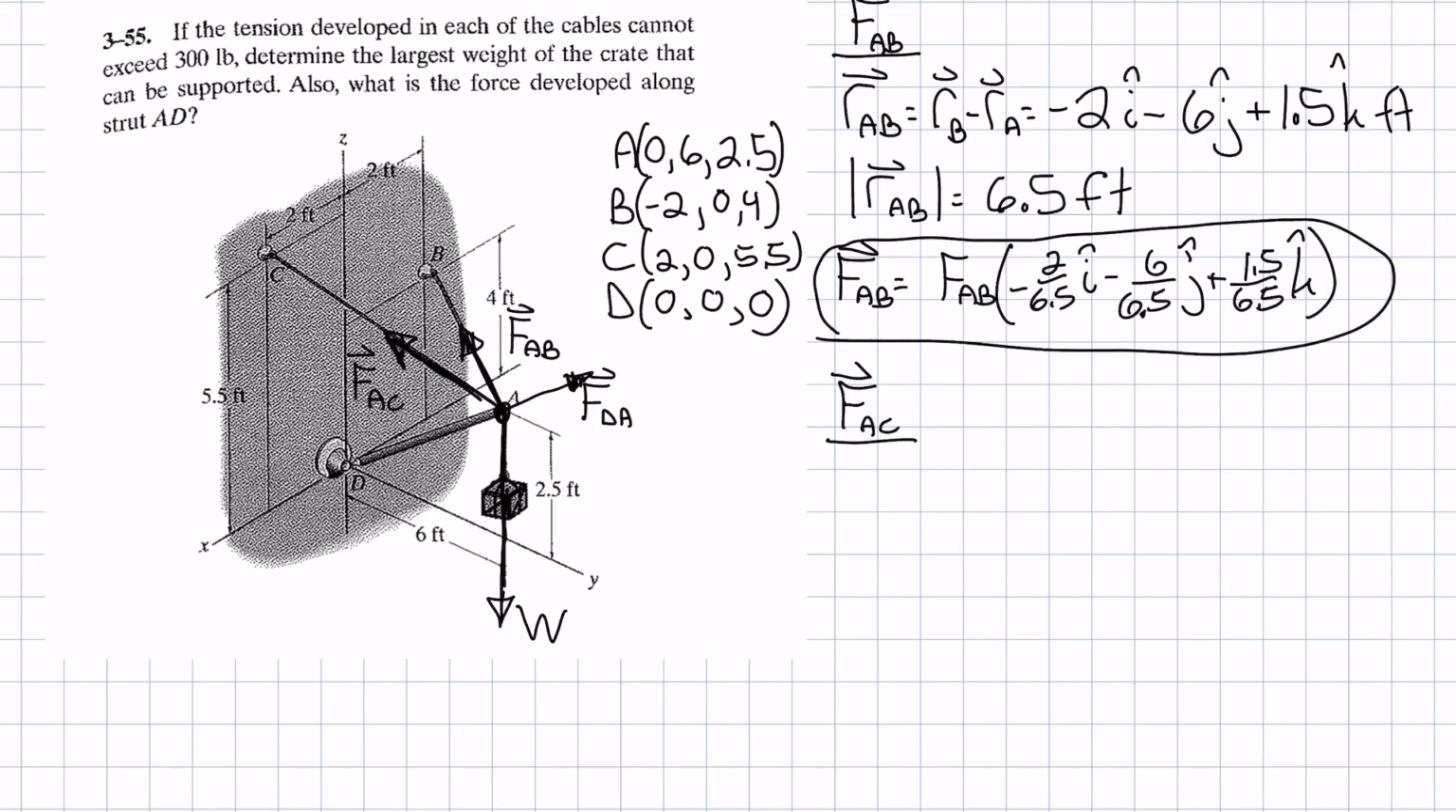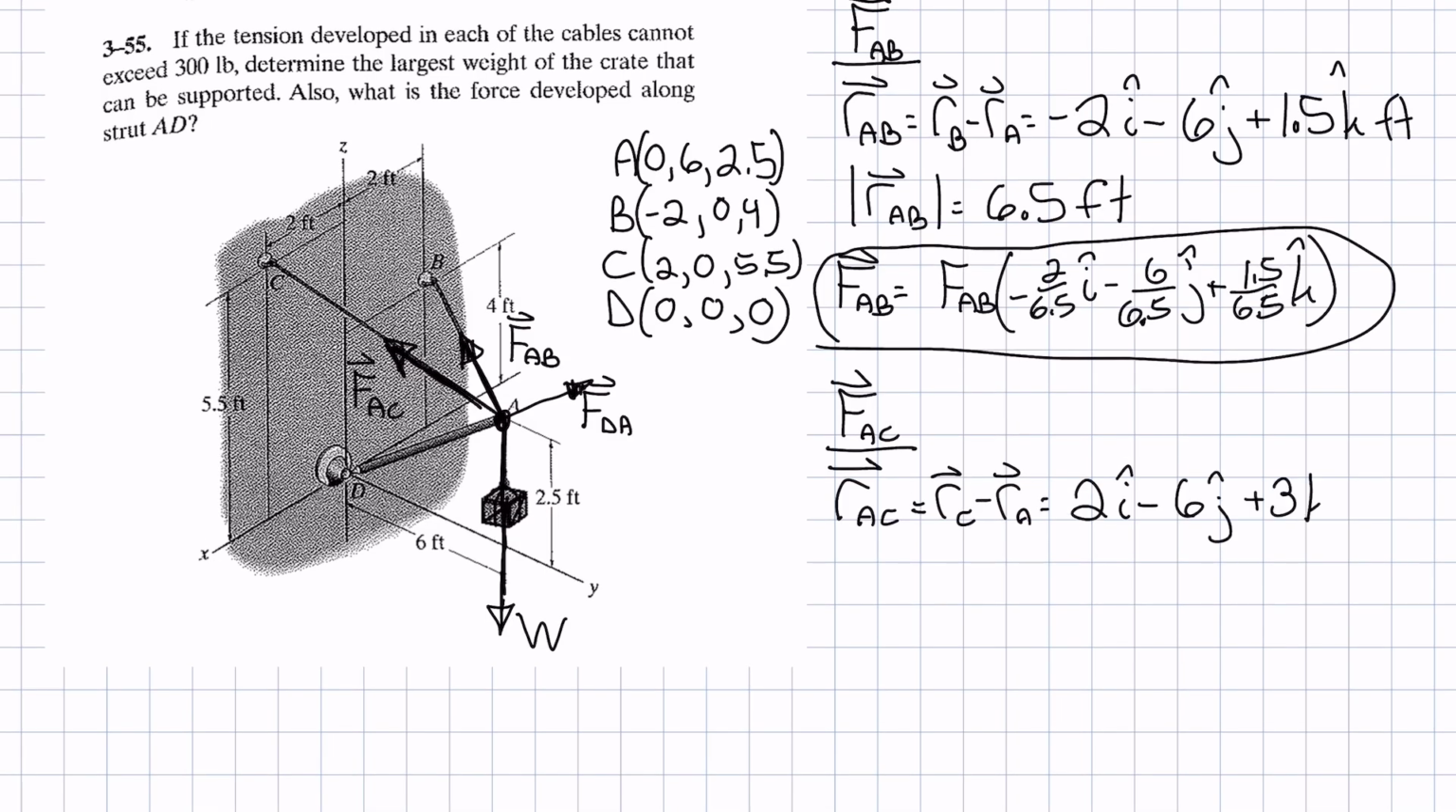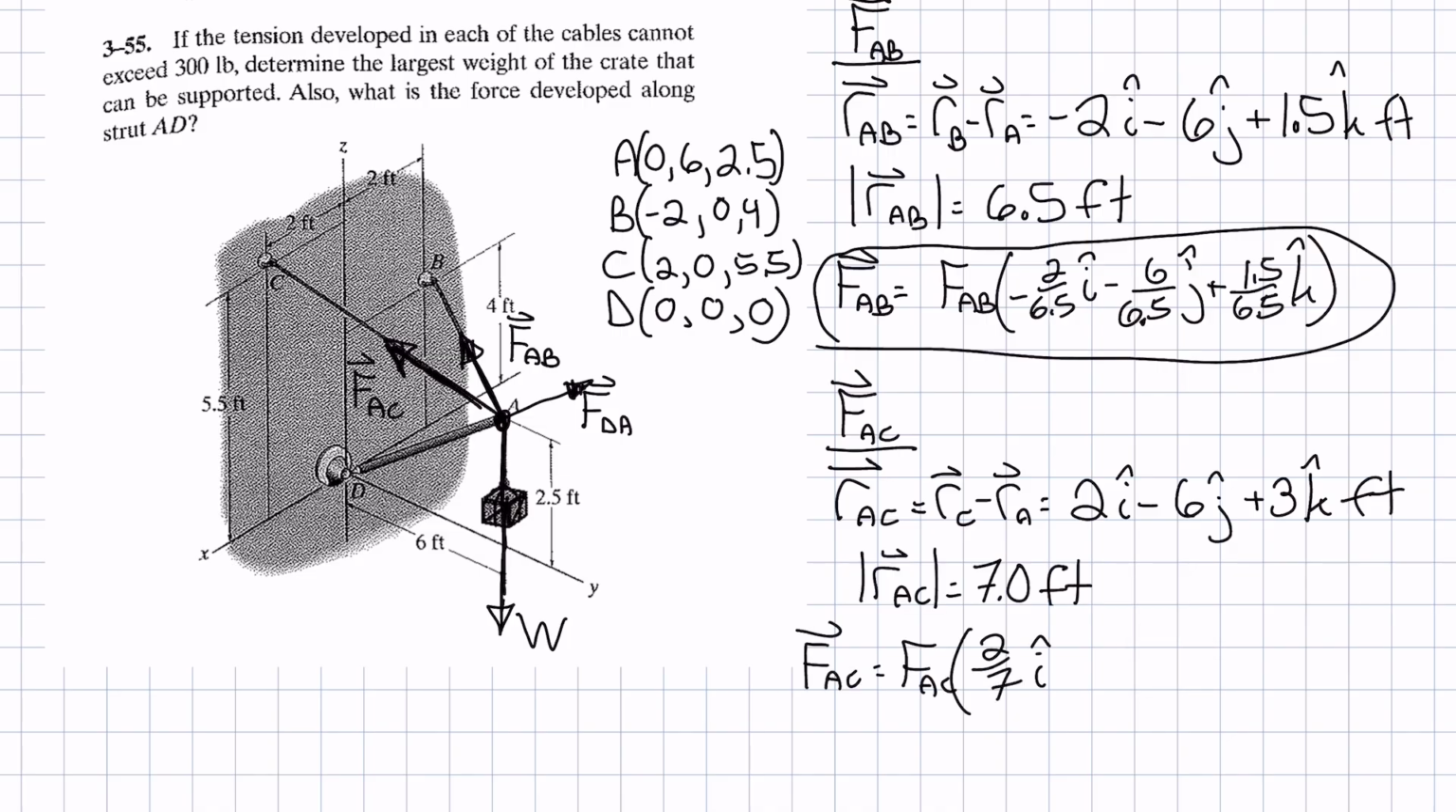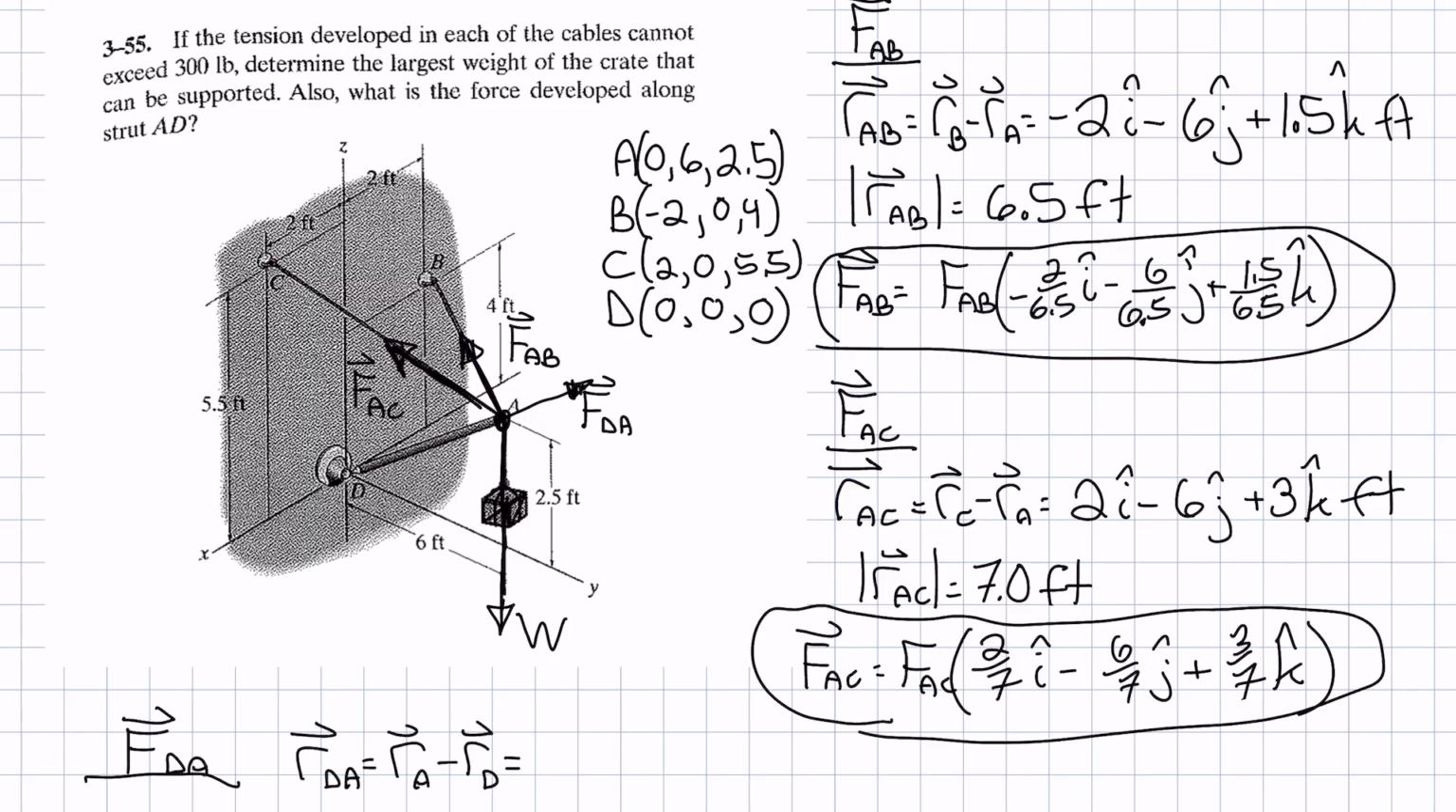All right, I'm going to repeat this process for FAC. So that's going to find me doing the unit vector for A to C by finding the position vector from A to C, and its overall magnitude. And that'll allow me to write FAC in terms of its unknown magnitude times the unit vector in the direction from A to C. In the interest of time, I'm going to do FDA pretty quickly here and just give you the result.